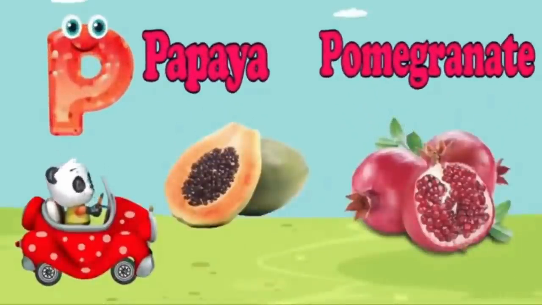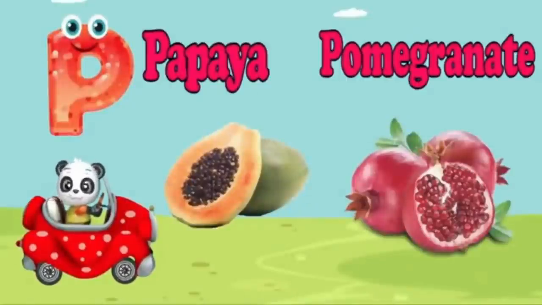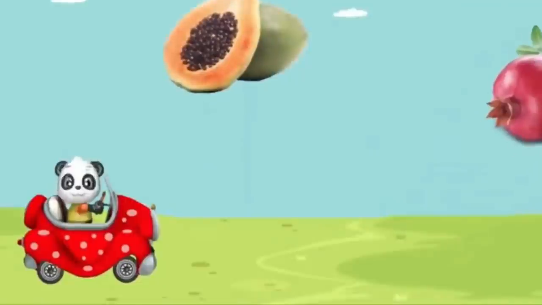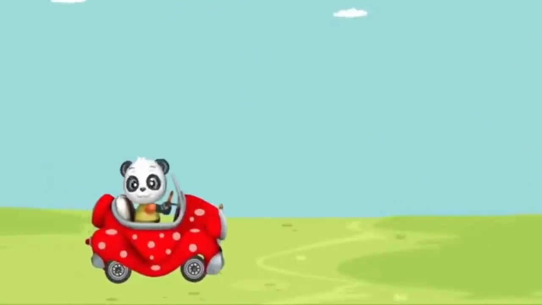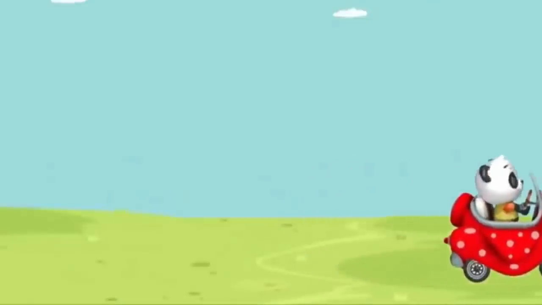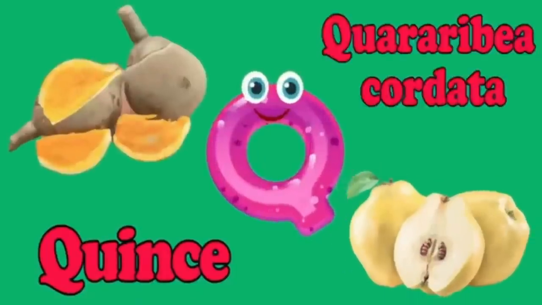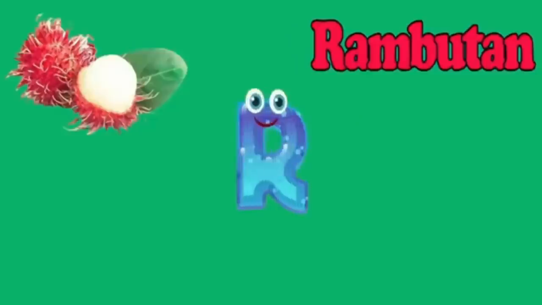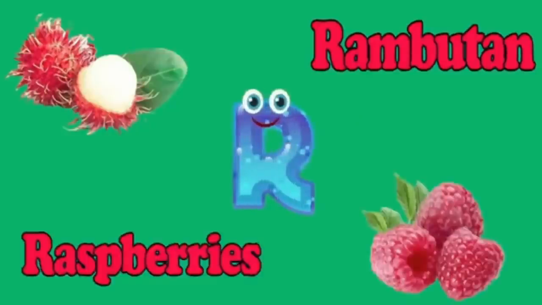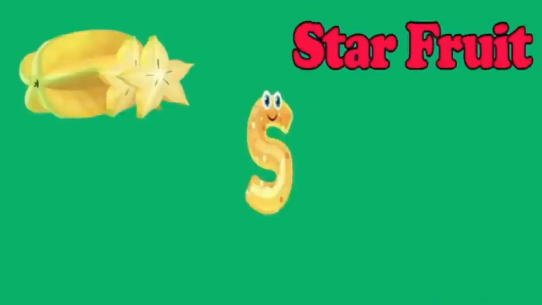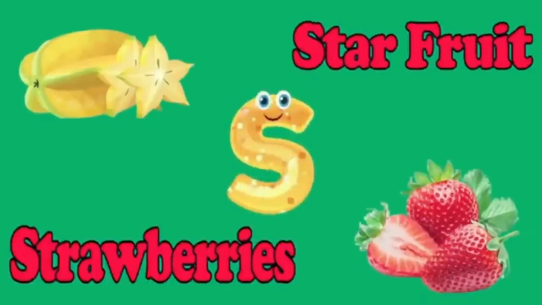P is for papaya, papaya. P is for pomegranate, pomegranate. Q is for quince, quince. Q is for karahnda, karahnda. R is for rambutan, rambutan. R is for raspberries, raspberries. S is for star fruit, star fruit. S is for strawberries, strawberries.